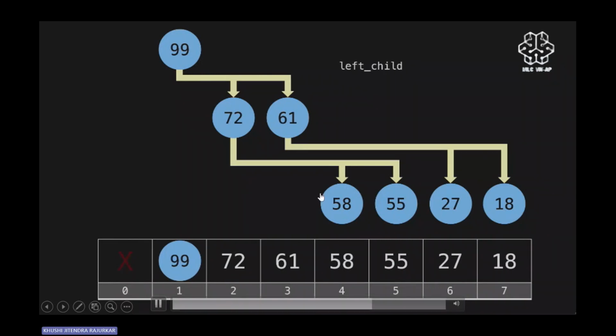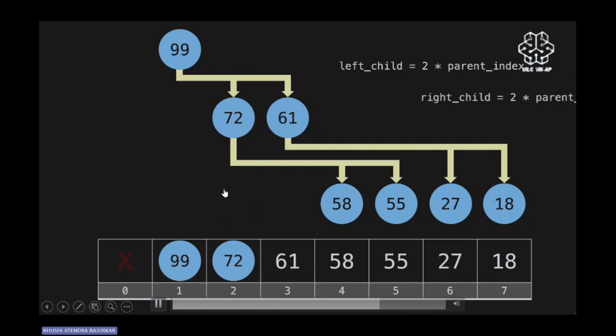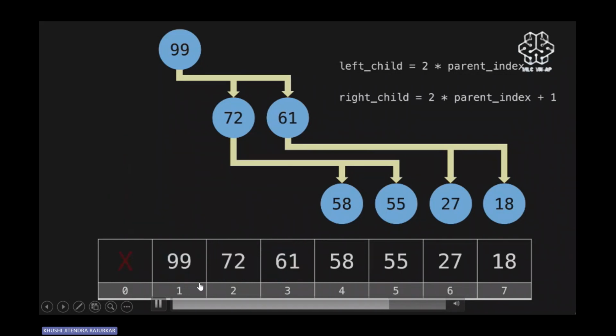If we want to find out the left child index for our parent node, we shall simply return 2 times the index of our parent. As you can see, the child of 99 is 72. The index for 99 is 1, and 72 is located at index 2, which is 2 times the parent index. And if we want to find out the right child index, it would be 2 times the parent index plus 1. As you can see here, 61 is located at 3.